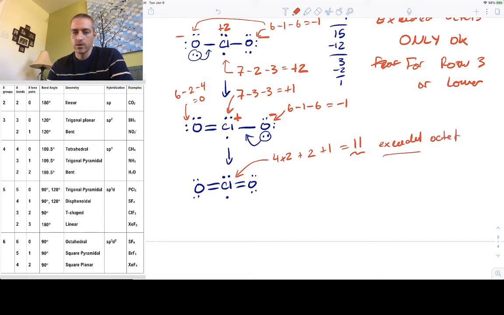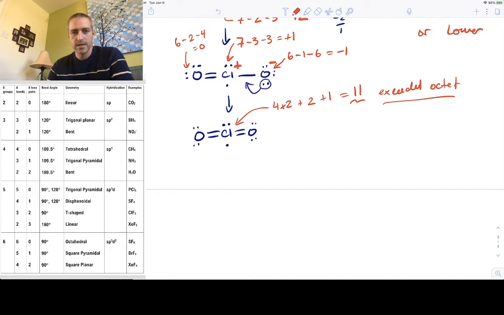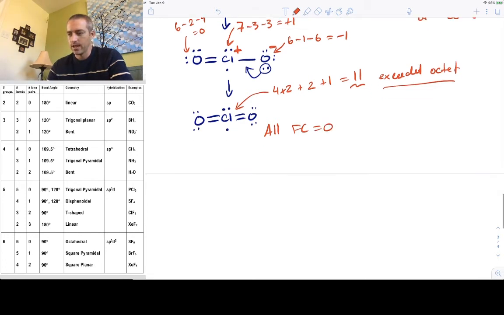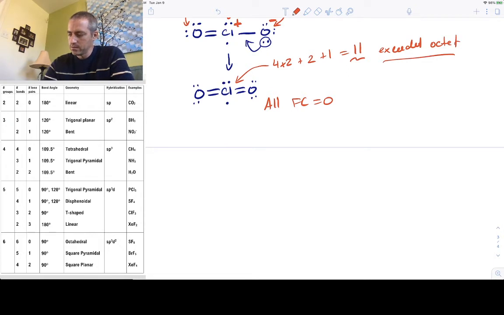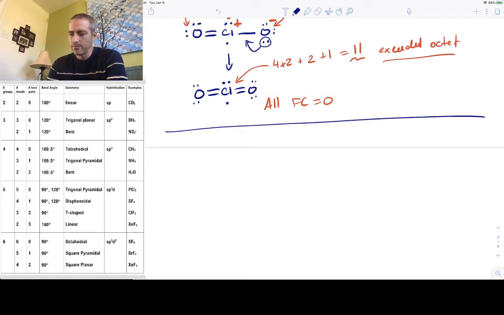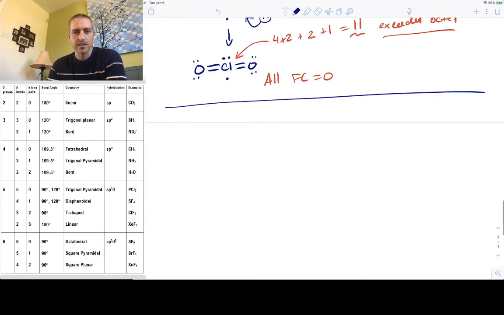But that's okay. Chlorine's in row 3. We're not going to worry about it. We like this structure because now all the formal charges are 0. That's a great structure to have. Okay, so that was an example where it was kind of a 2-for-1. We had an odd number of electrons, which is one exception to the octet rule. We also had an exceeded octet that we see on that chlorine. Let's do another one where we have a compound that has less than a full octet.